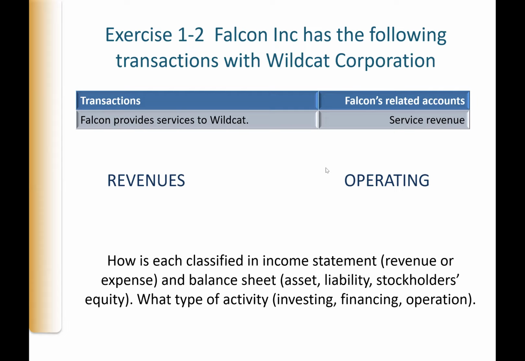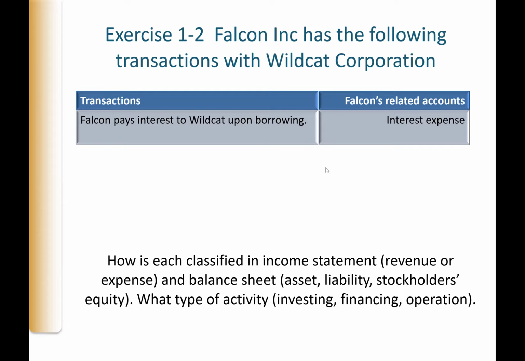When Falcon pays interest to Wildcat because it borrowed money, the account is called interest expense. That would be an expense category, and the activity would be operating. So what we're doing here is really taking each transaction or activity and breaking it apart to decide, what are we going to call this? And what category does it fit under?